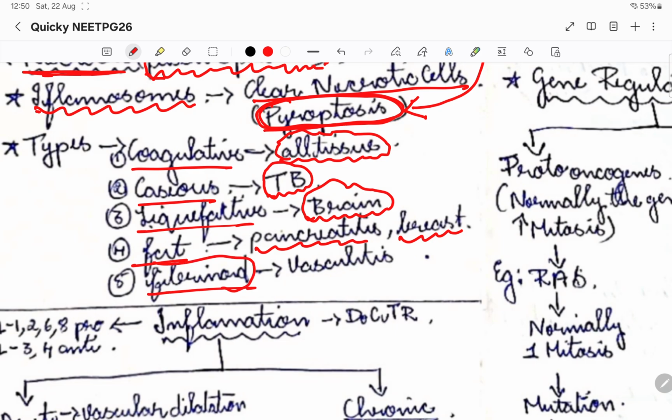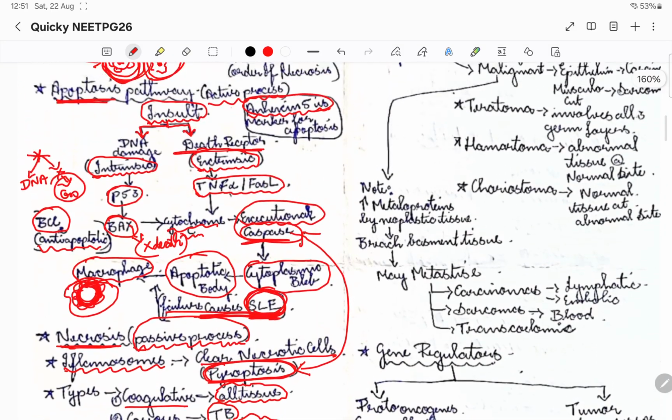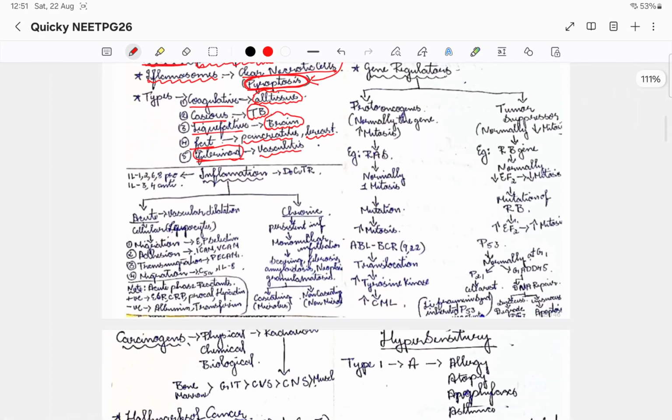Then the fibrinoid necrosis is vasculitis. Okay, so remember these examples. Okay, so that's it. You are done with apoptosis and necrosis.